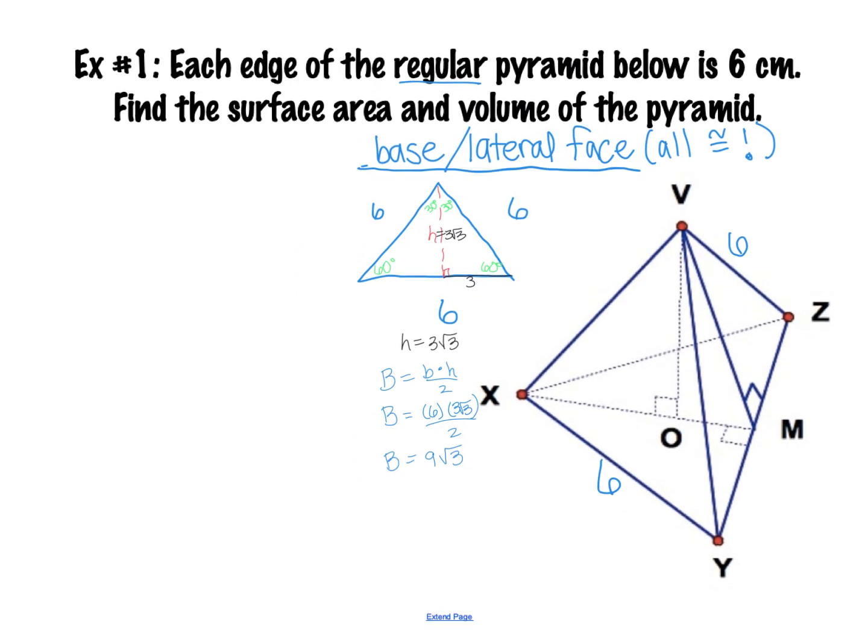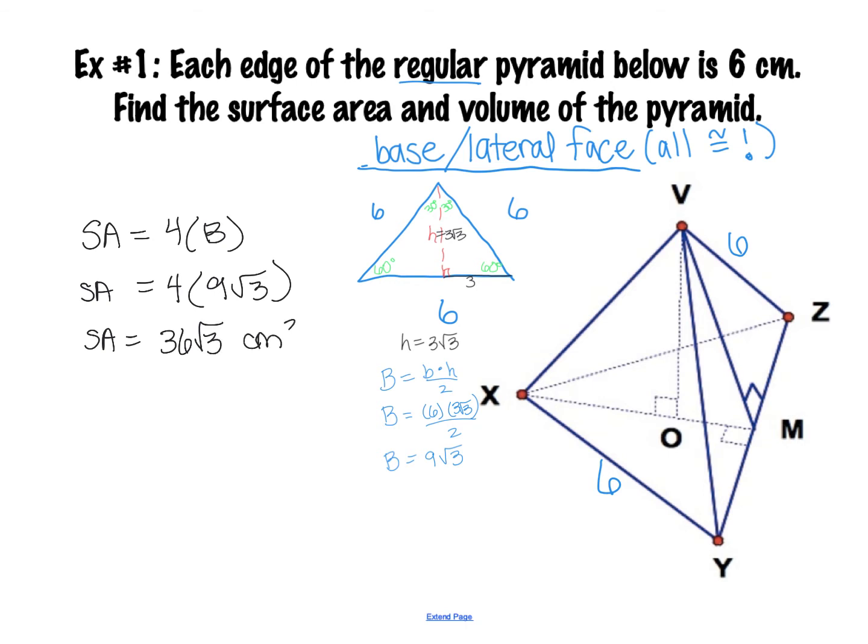So now we can pretty easily find surface area because I know my base area, I just found it, and then I know that I have 3 other congruent faces. And so my surface area, in this case, where all of the faces are congruent to the base, is just going to be 4 times my answer for area of base, which was 9 radical 3, and 4 times 9 is 36. My surface area is 36 radical 3, what are the units? Centimeters squared.